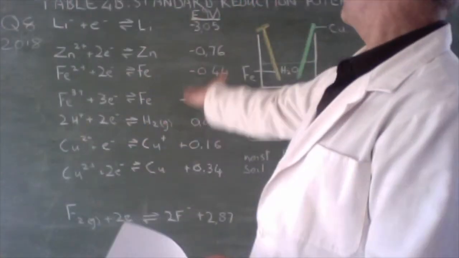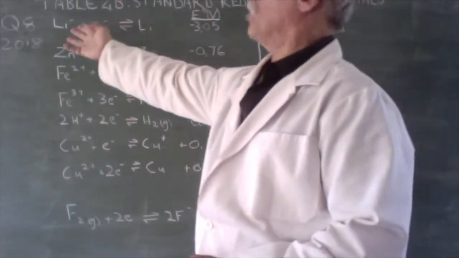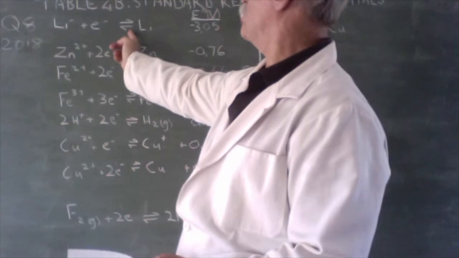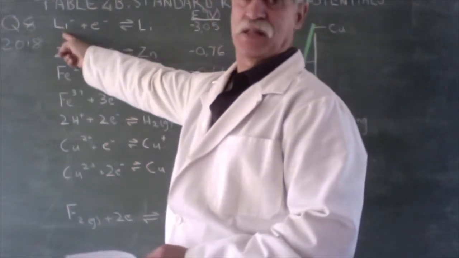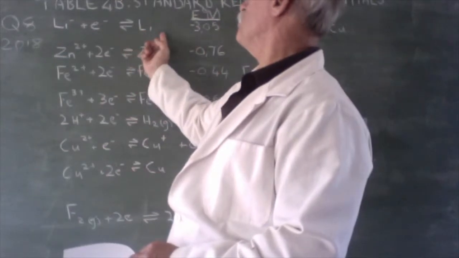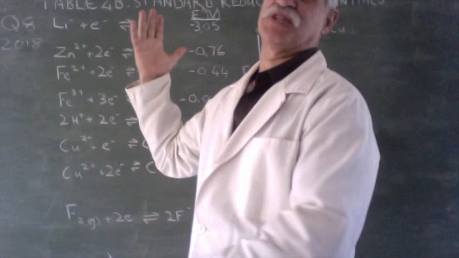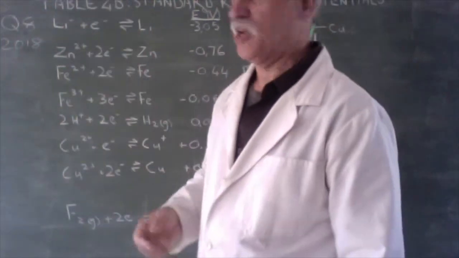Now, what does this mean? Why do they give you a voltage there? They give you a half reaction, reversible: lithium ion plus an electron goes to form lithium metal. Now, this is a big story, so let me just dive in and start anywhere.